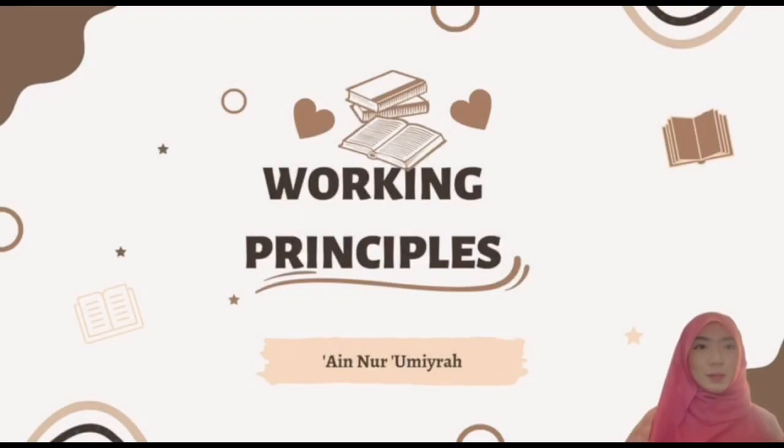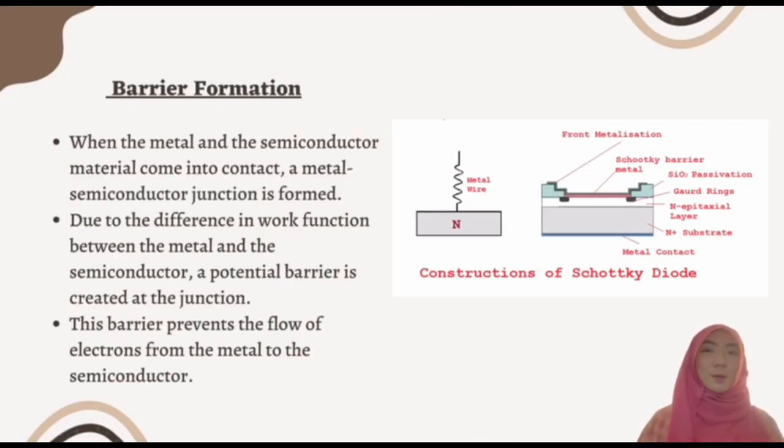Now let us move to the working principle of the Schottky diode. First is barrier formation. When the metal and the semiconductor material come into contact, a metal-semiconductor junction is formed. Due to the difference in work function between the metal and the semiconductor, a potential barrier is created at the junction. This barrier prevents the flow of electrons from the metal to the semiconductor.